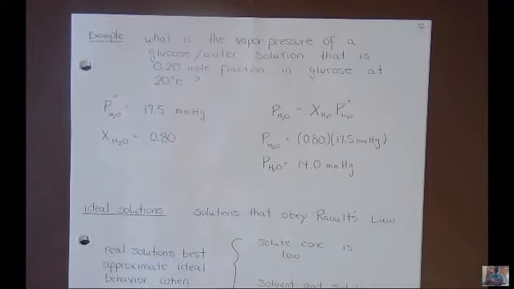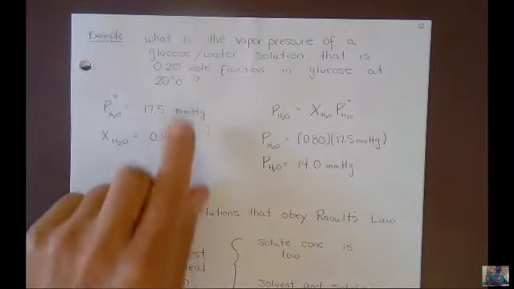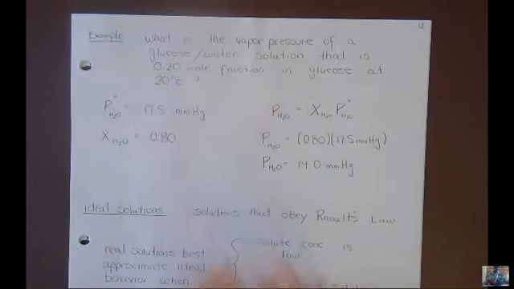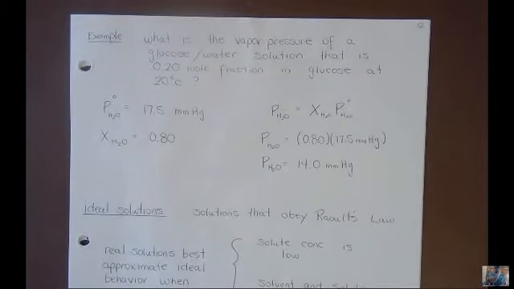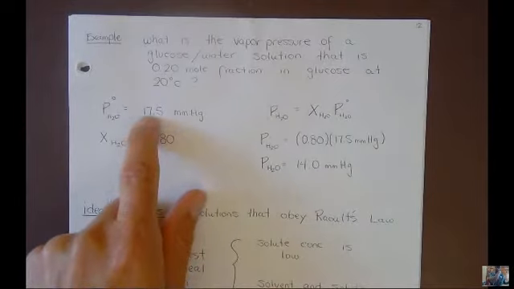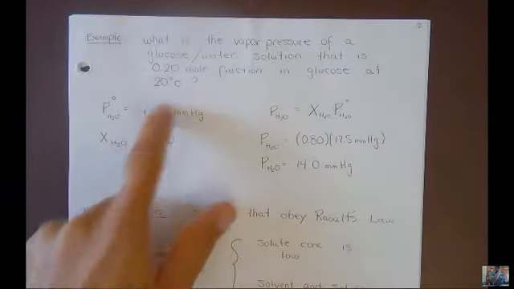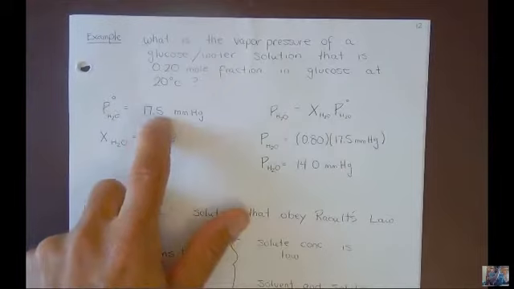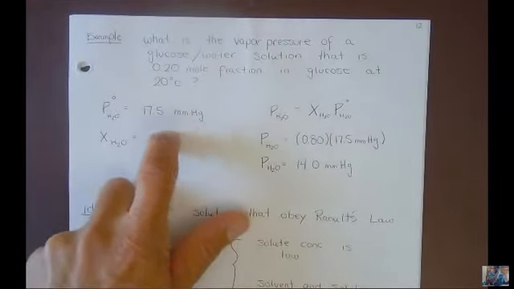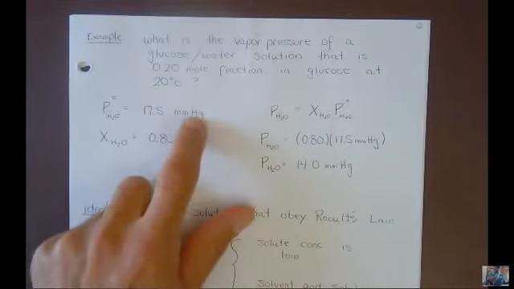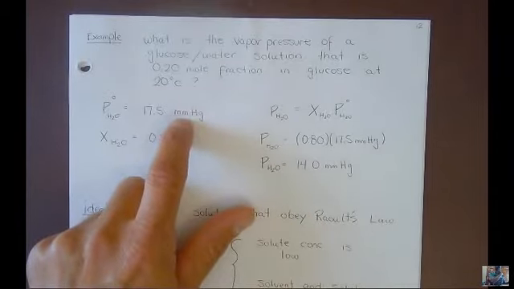Here's an example. It's always good to do an example. What is the vapor pressure of a glucose water solution that is 0.2 mole fraction in glucose at 20 degrees? Again, they specify the temperature. We're not changing the temperature during the course of the problem, that would be unfair. The vapor pressure of pure water I could look up at 20 degrees. Perfectly pure water is 17.5 mmHg. That's a unit of pressure, equivalent to a torr. You know 760 mmHg make 1 atmosphere.